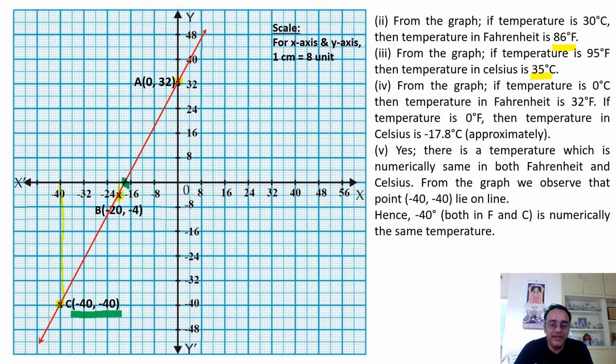Okay, so we have completed the exercise 4.3. Now only one exercise is left, that is a very small exercise, and we'll complete it in the next session.